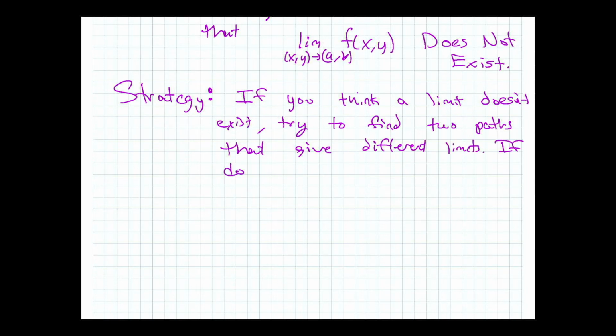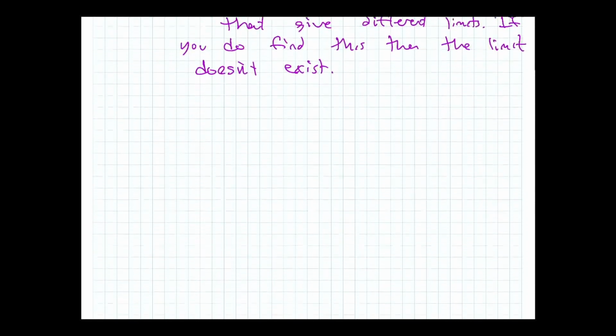If you do find two paths that give different limits, then the limit does not exist. Okay, so that's our strategy to show that limits don't exist. Now, in order to do this, we need to know how to show that a limit approaches something along a particular path. So here's how you would do that.